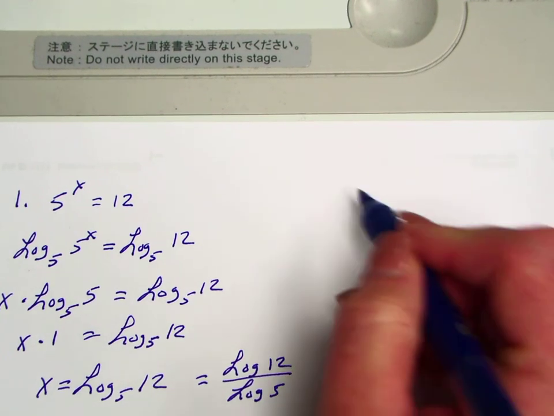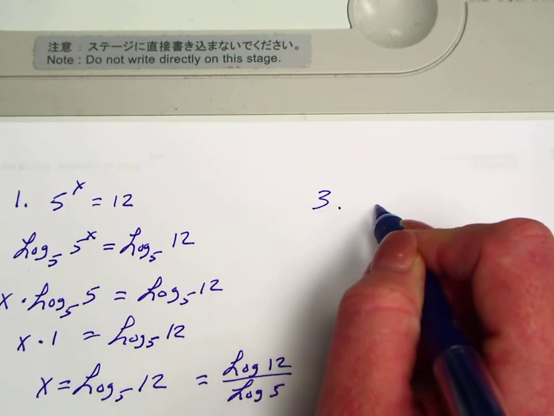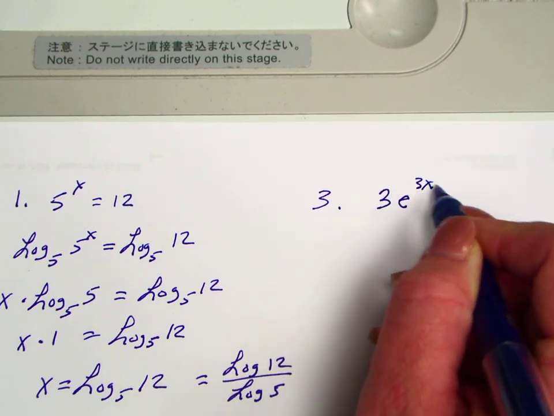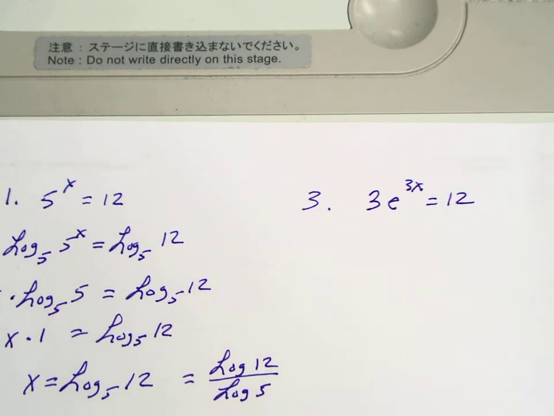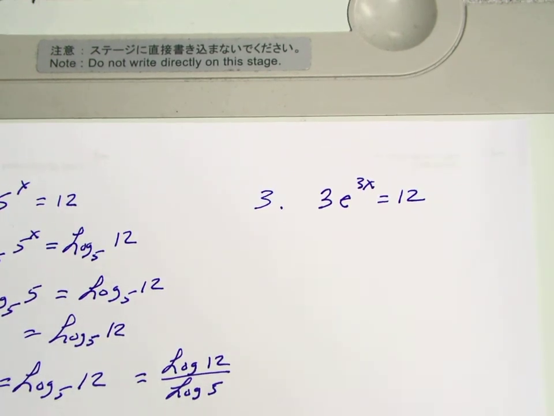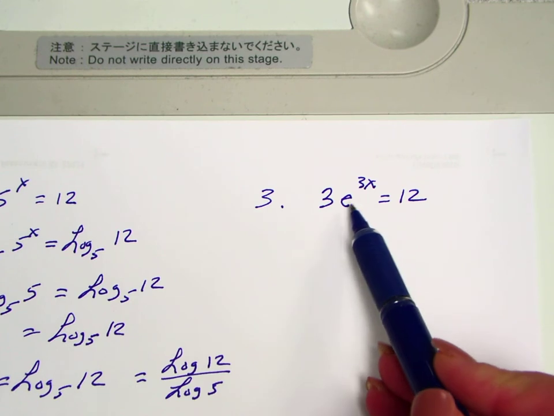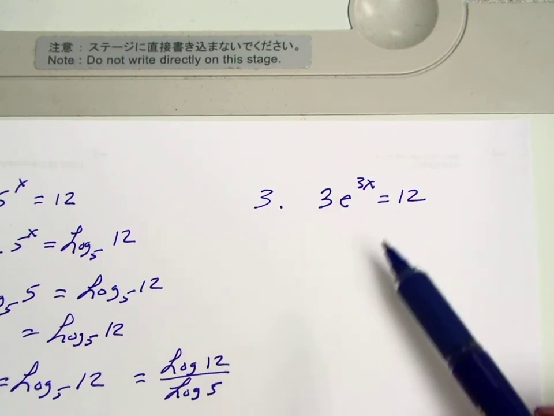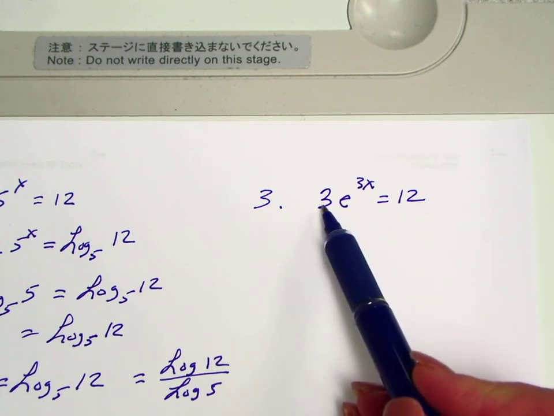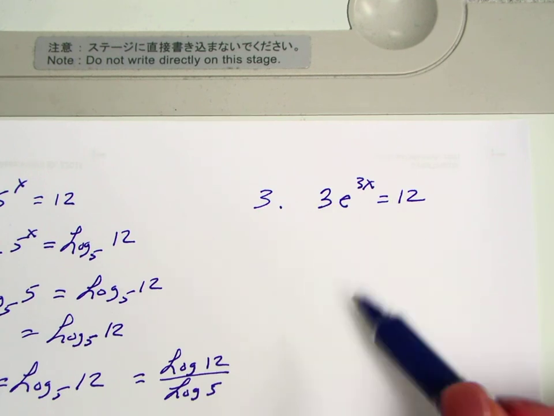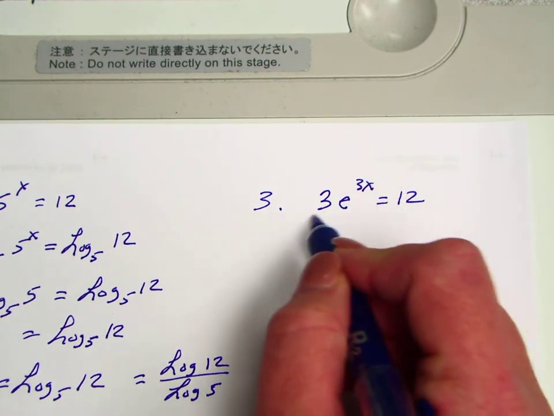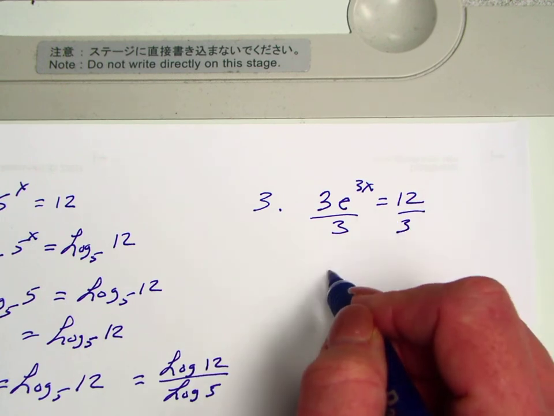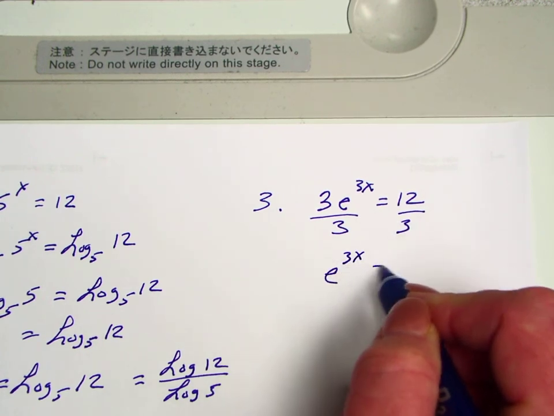All right. So number 3 says you have 3e to the 3x equals 12. All right, so in order to solve this problem, we need to get the exponential expression by itself. So we need to get rid of this 3. So what is the inverse of multiplying by 3? Yeah, so we divide both sides by 3, or multiply by the reciprocal, yes. So then that's going to give us e to the 3x on this side, and over here we have 4.